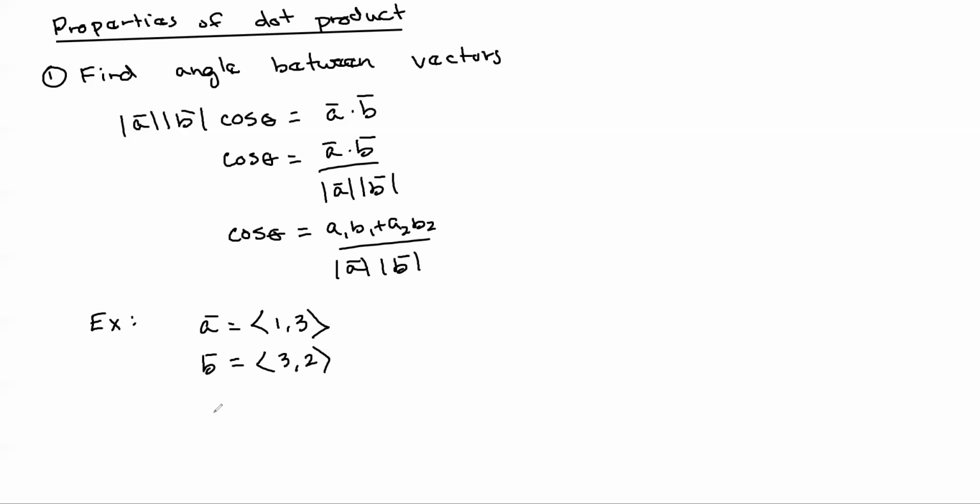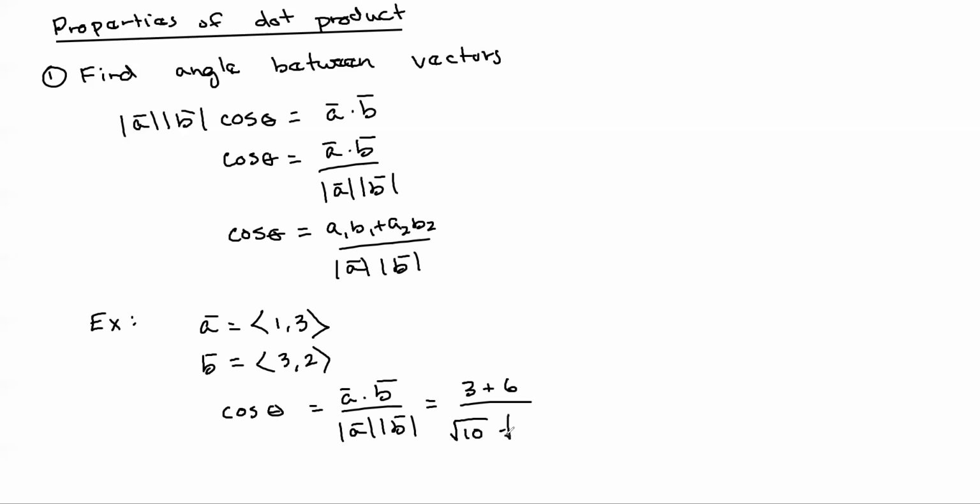Okay, so to do that, we're going to say cosine theta equals A dot B over length of A, length of B. All right, so what would that be? Well, A dot B is going to be the dot product of these, so it's going to be 1 times 3 plus 3 times 2, so we're going to get 3 plus 6. And then the length of A is going to be the square root of 1 squared plus 3 squared, so that's going to be the square root of 10.